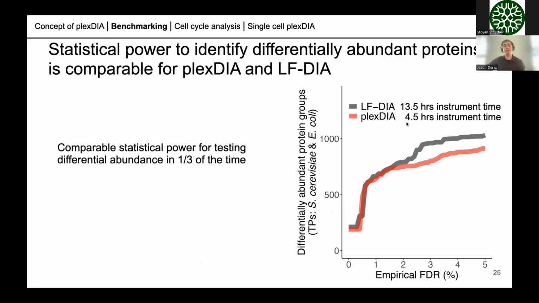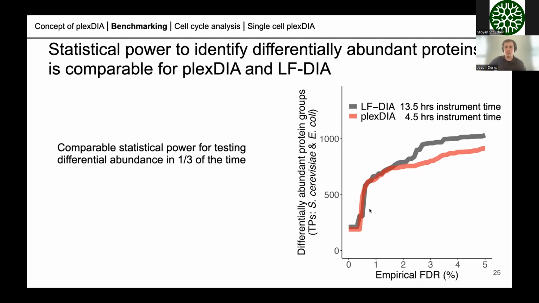The other thing that we wanted to show is that we wanted to assess whether the statistical power of plexDIA and label-free DIA is comparable, and it does seem like it actually is. So what I'm showing here is we have true positives on this y-axis. So we know that S. cerevisiae and E. coli are spiked in at different amounts. So we should see that they are in fact differentially abundant. And we also know that the human samples contain the same cell type, and so they should have no differential abundance. And so if they are, then you take a hit to the empirical FDR.